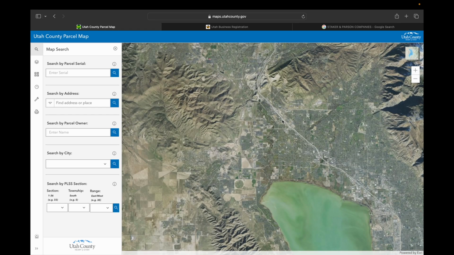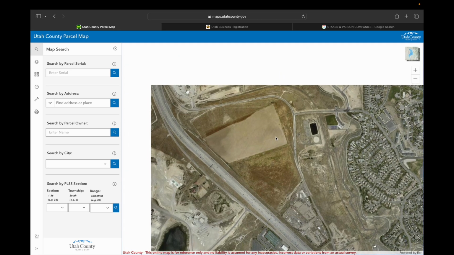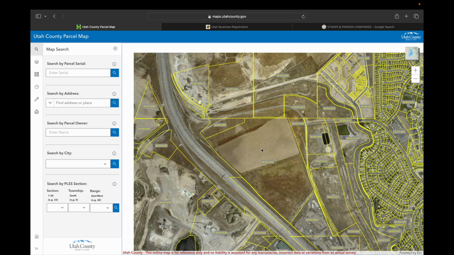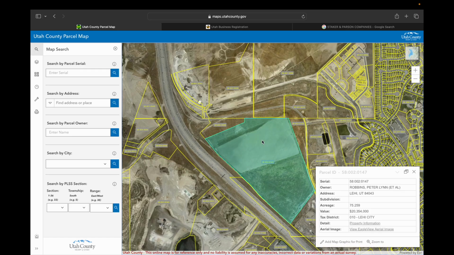We're going to have an aerial map. Gives me a better idea of where this parcel is. Here we go. So I know previously this was owned by the owner of Qualtrics, a billionaire guy. He wanted to build out a tech city and have like a basketball sports team here or something like that. Unfortunately, that doesn't seem to have gone through. So it is now instead owned by, let's see, Peter Lynn Robbins.